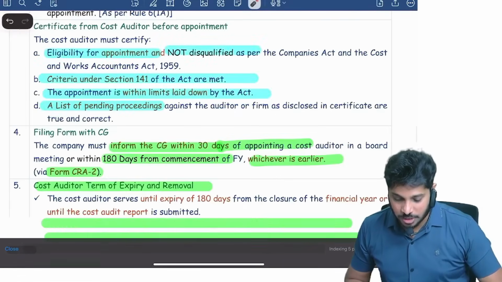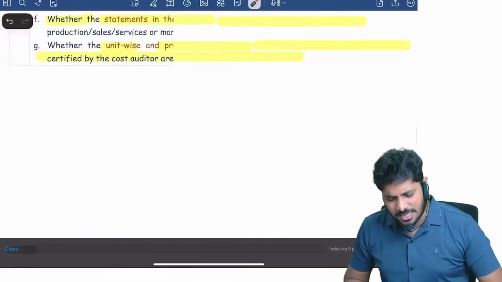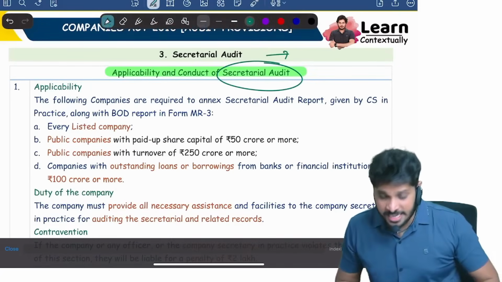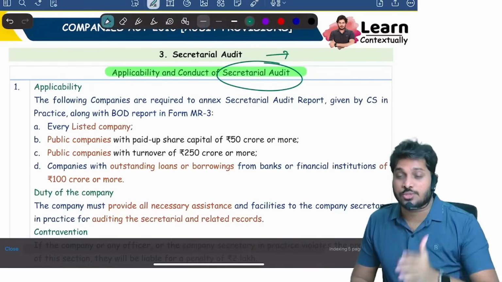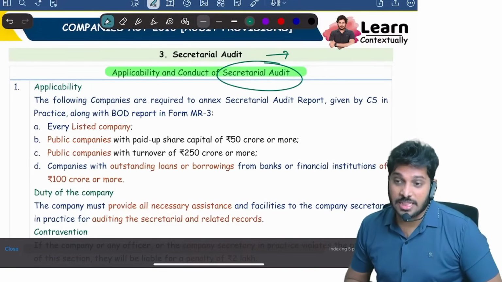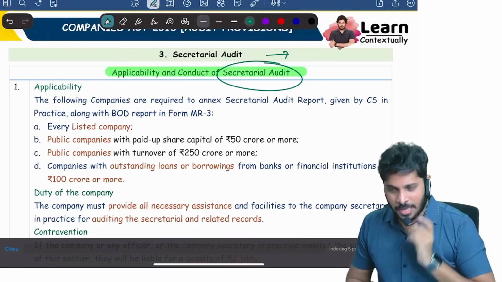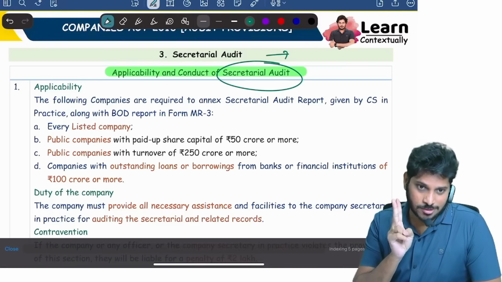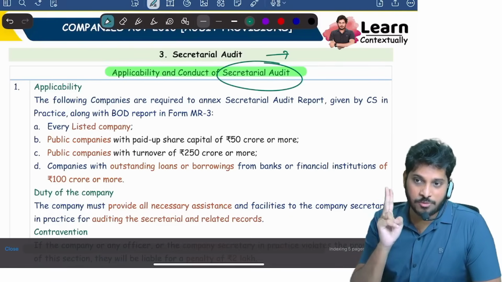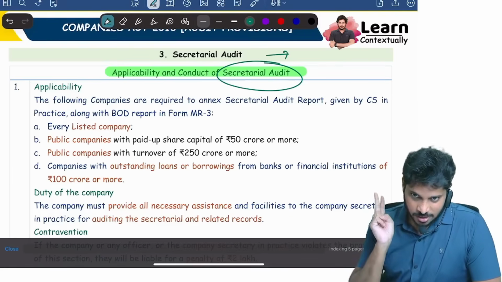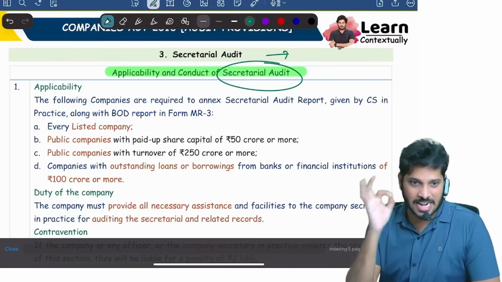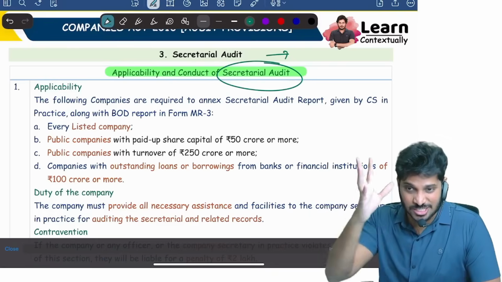Now let's focus on secretarial audit. Now what is secretarial audit? What exactly is secretarial audit? You know, in India, there are 12,000 plus laws. Out of which, probably you will be knowing 20 laws. How many laws and regulations do we have? 12,000 plus enactments, acts, laws and regulations.